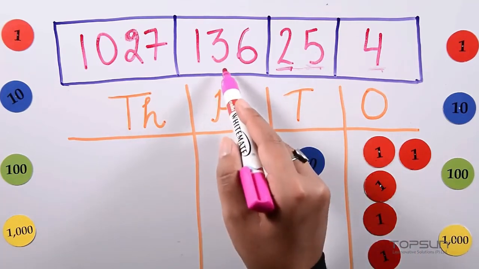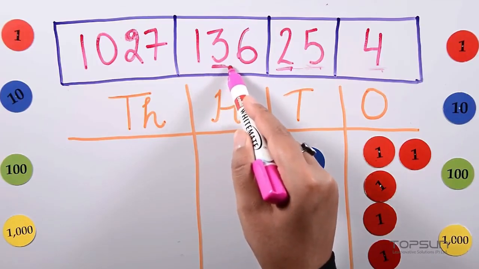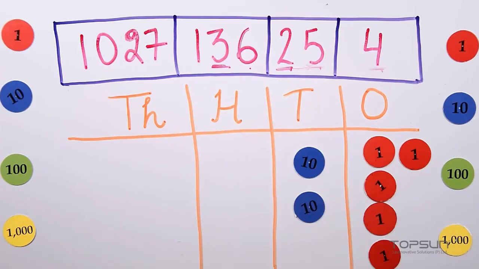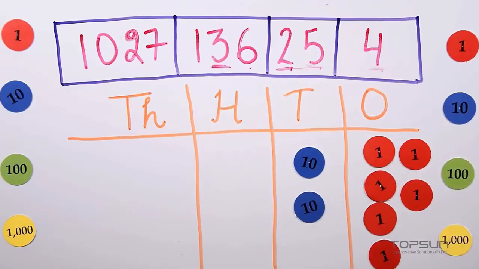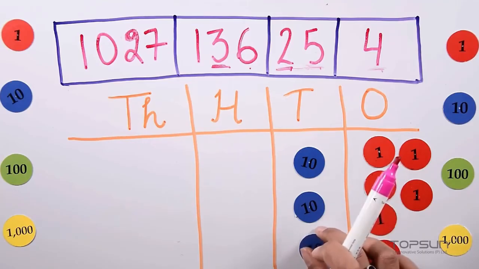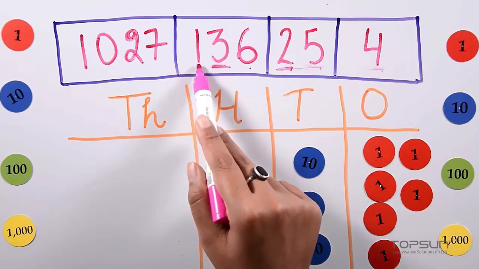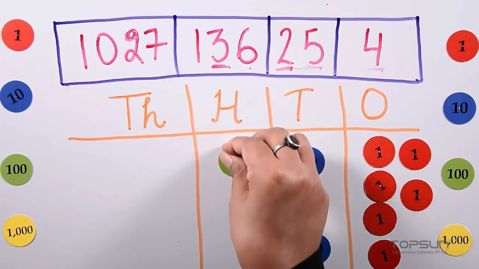Now our third number is a 3 digit number, which is 136. Here 6 is in the ones place, so we'll add another one disk here and add 3 ten disks here. And since we have 1 in the hundreds place, we add only one 100 disk.